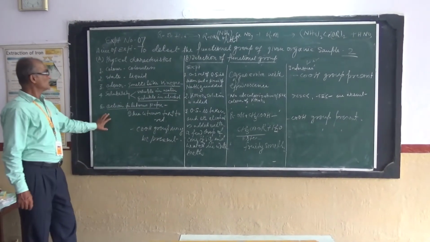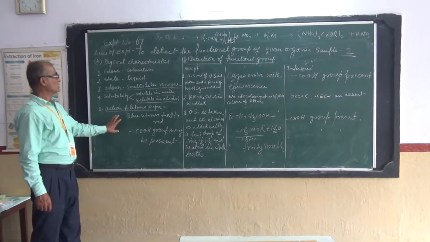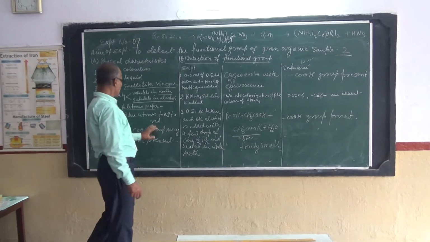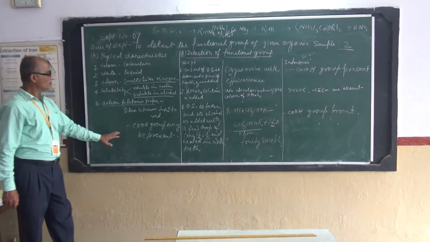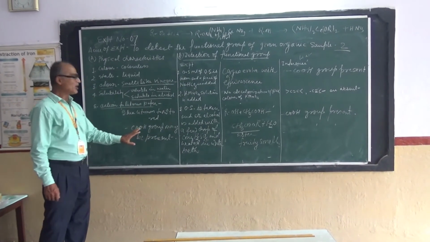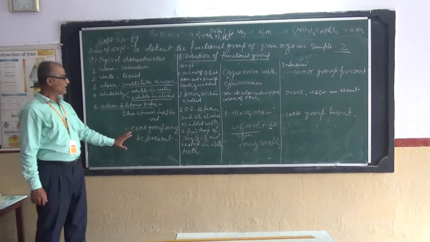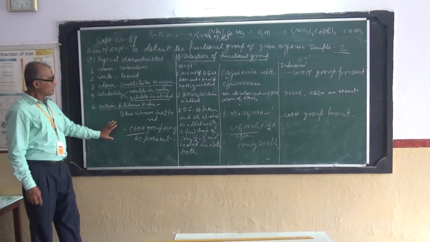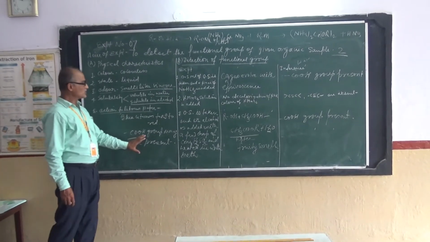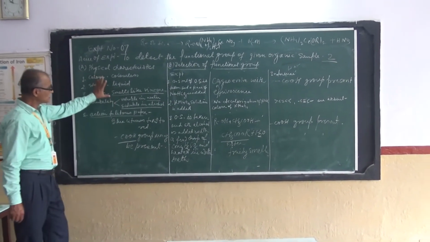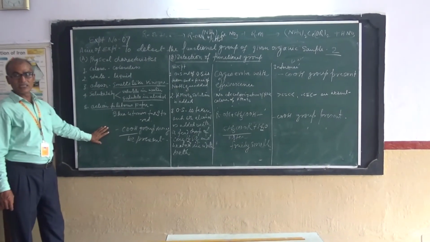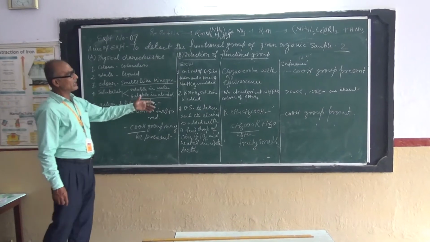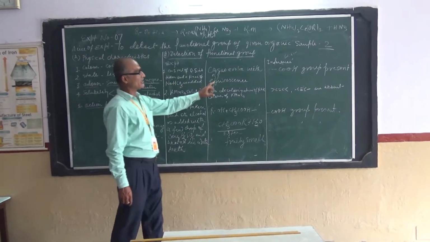Now, we will do the litmus paper test. In this, we observe that blue litmus turns to red. This gives the information that this organic sample has a carboxylic group. This is your physical analysis of given organic sample. After this process, we will proceed to the chemical analysis of the given organic sample.